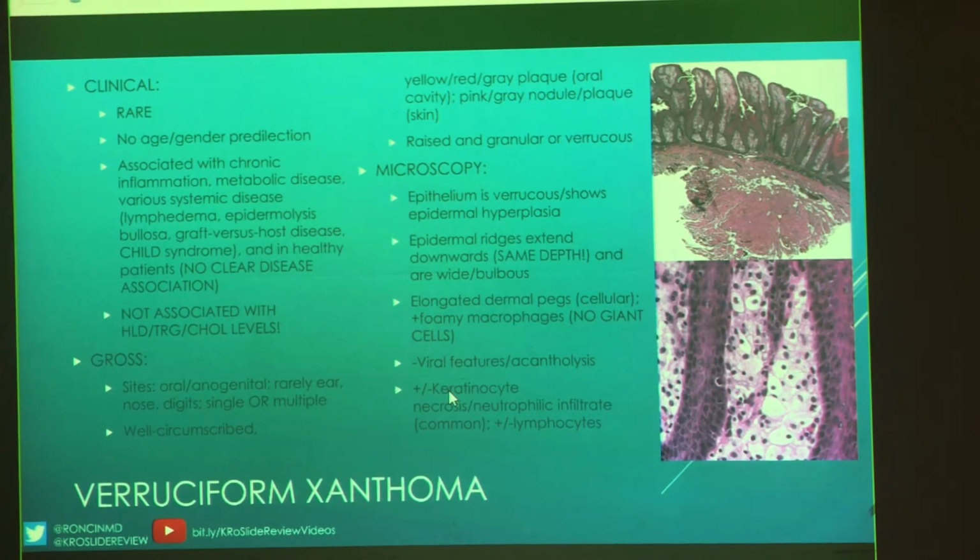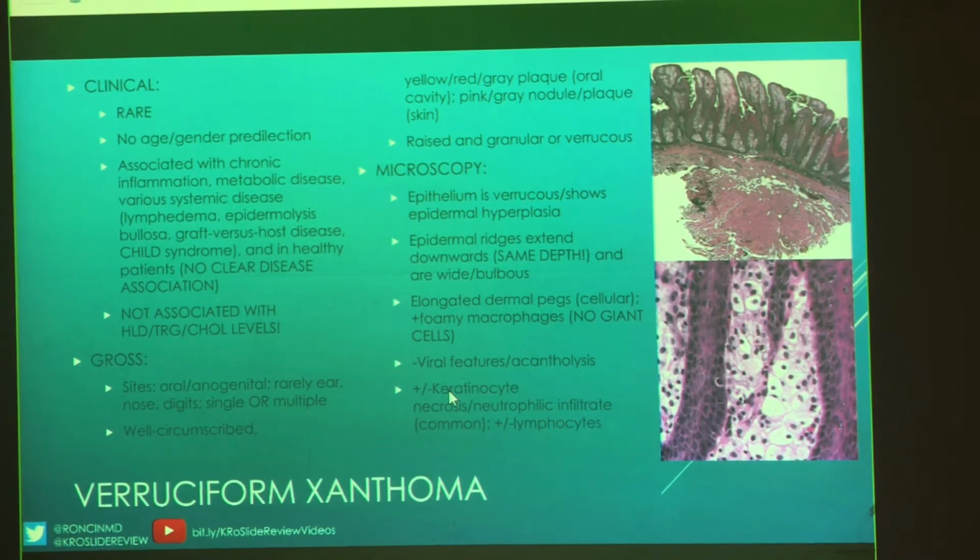So these are relatively well circumscribed, and unfortunately I didn't have a photo for you, but they are either yellow or red or gray plaques involving the oral cavity, and if they're involving the skin, then that's when you get either pink or gray nodules or plaques, very similar to condylomas, okay? And they can be raised and granular or outright verrucous.